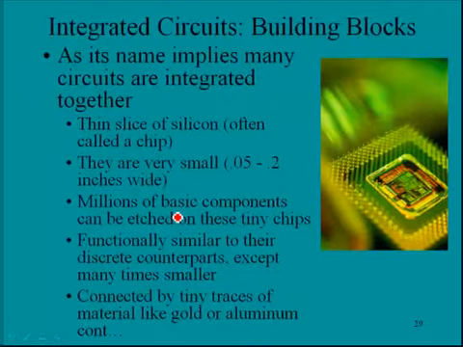Then we have integrated circuits. Again, building blocks of complex electronic systems. As its name implies, many circuits are integrated together. This is usually done on a thin slice of silicon. Often these are called a chip. They are very small, 0.05 to 0.2 inches wide. Millions of basic components can be etched on these tiny chips. They're functionally similar to their discrete components, except they are many times smaller. And they're connected by tiny traces of material like gold or aluminum.